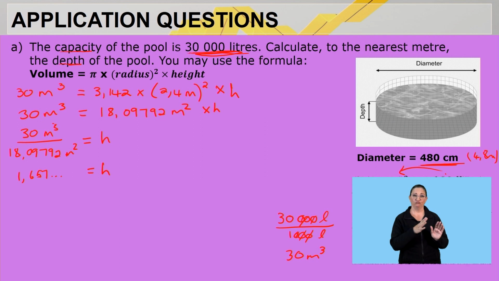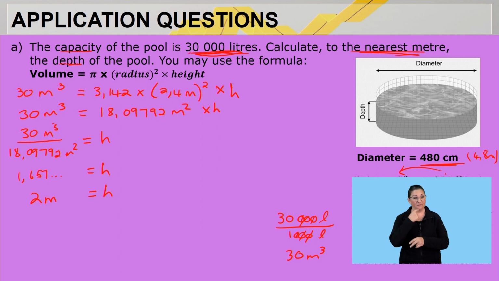But I stopped there because it says calculate to the nearest meter. And I only need the first number after the decimal, right? So that is 6. So therefore, the height, the depth of this pool will be 2 meters. Remember, I rounded now to the nearest meter by looking at 1,657, and I know that 6 is more than 5, therefore the 1 becomes a 2. Guys, are we clear on that?